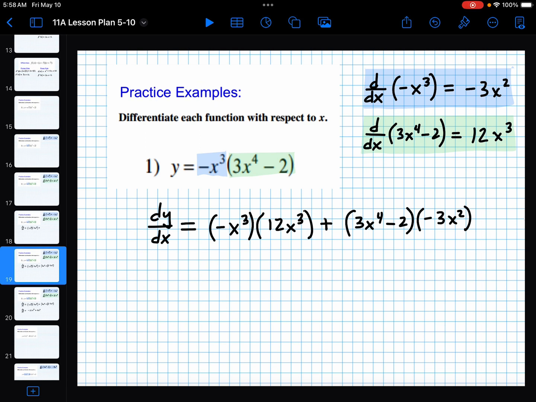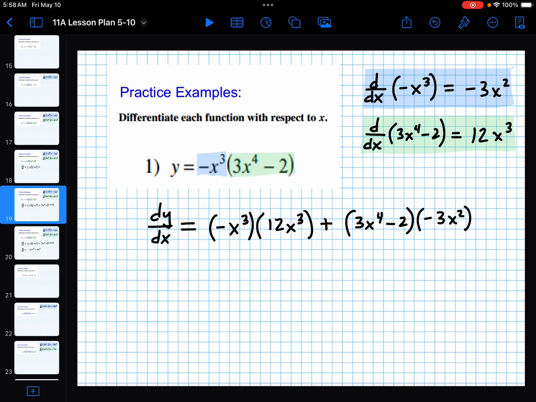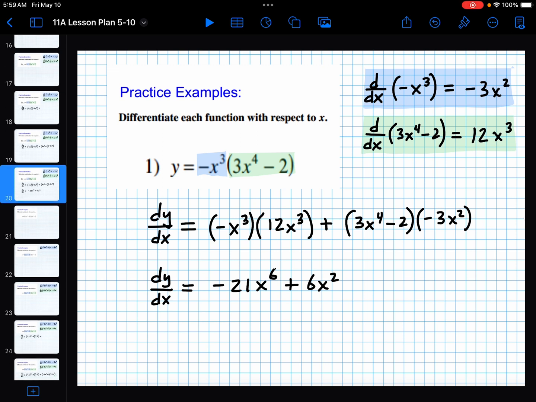Now, as these things get more complicated, you don't necessarily have to go further to simplify them. This expression is technically the correct derivative of y with respect to x, even though it has not been put in simplest form. On Delta Math examples, they allow you to write in a derivative like this. But if we were to simplify this, if we were to distribute and combine any like terms, in the end we'd wind up with negative 21x to the sixth plus 6x squared. Let's try one more example. I think you'll have the hang of it.